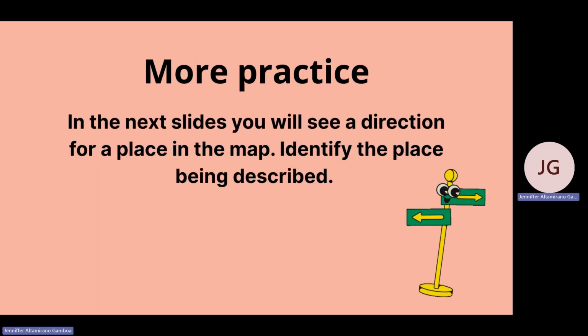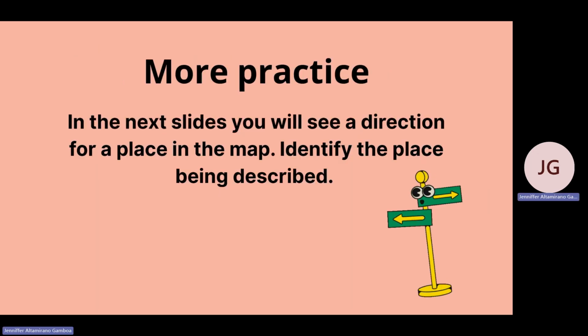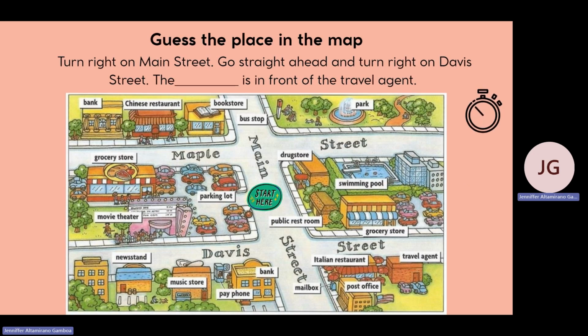Let's continue. This time, we are going to have more practice. In the next slides, you will see a direction for a place in the map. You will identify the place being described. So, guess the place in the map. Look that there is a space here, so you will complete that space by using the correct place from the map according to this address. Notice that you are here in this point.